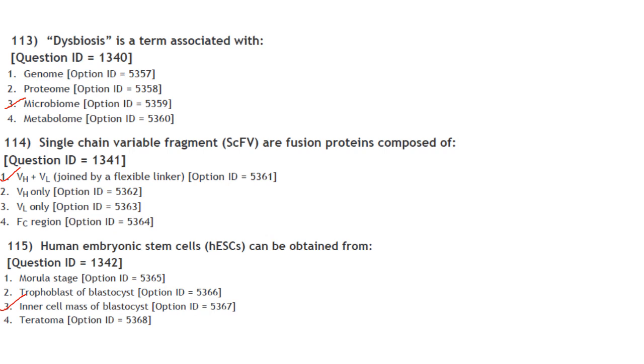Then next one. Single variable fragment or fusion protein composed of. So a single chain variable fragment is not actually a fragment of an antibody but instead is a fusion protein of the variable region of the heavy and light chain of immunoglobulins connected with a short linker peptide of about 10 to 25 amino acids. So the answer here is VH plus VL joined by a flexible linker.